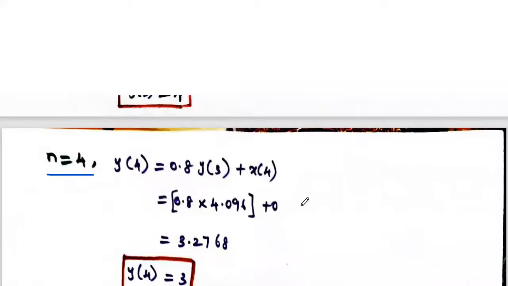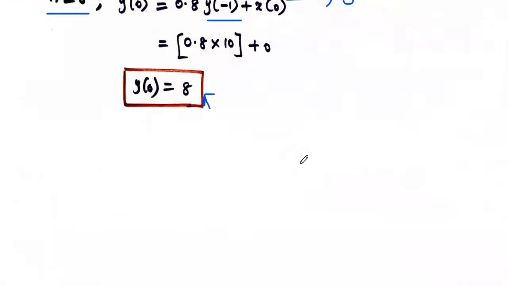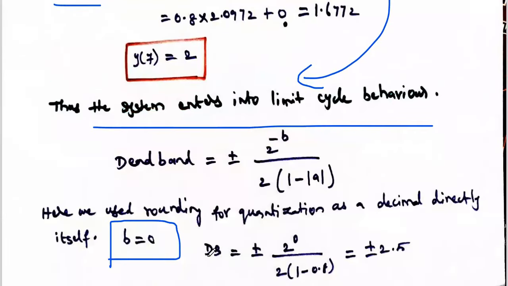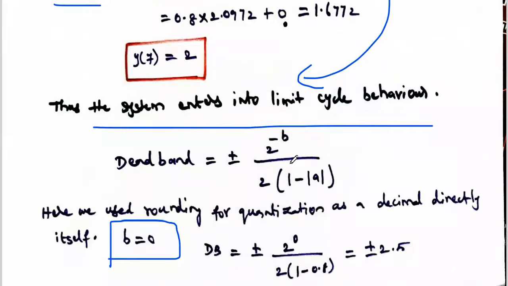A is our coefficient. Okay, in our system equation, what is a? This 0.8. Okay, y of n equal to 0.8 into y of n minus 1. This 0.8 is a. So the a value is 0.8. So you just substitute. So the dead band is equal to plus or minus 2 to the power 0 divided by 2 into 1 minus 0.8. So the answer is plus or minus 2.5. Okay, so the dynamic range is minus 2.5 to plus 2.5. The output will vary. This is the dead band of the system.